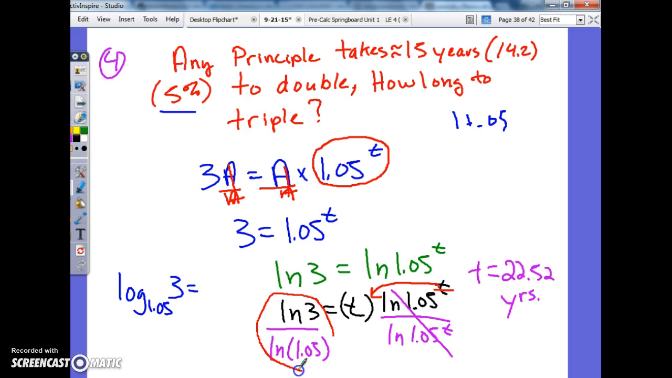And this right here will give us 22.52 years. That's how long it's going to take to triple our money at 5%. So we'll have our money tripled at 5%.